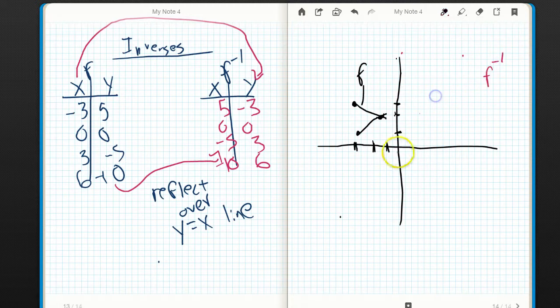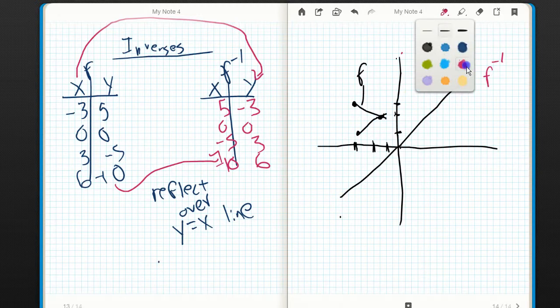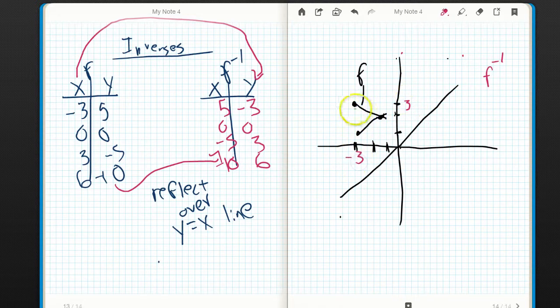So the way we do this again is by just reflecting it over the y is equal to x line. So that just means again that we have to switch our points. So this point is negative 3 comma 3, right? So this point is negative 3 comma 3. So our f inverse is going to be 3 comma negative 3. So that's 1, 2, 3, 1, 2, 3. So that's our first point.